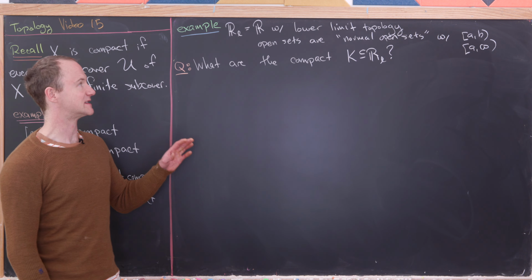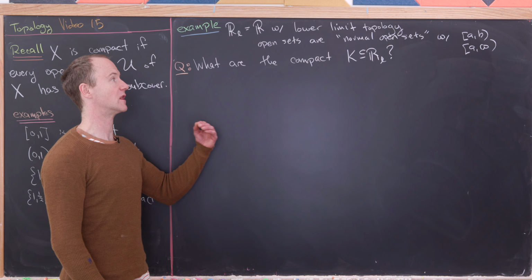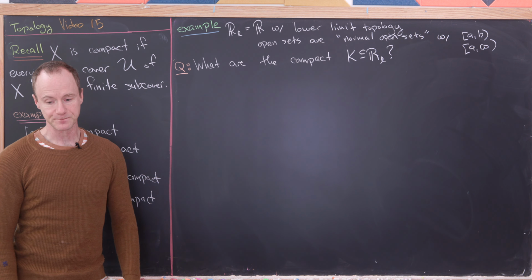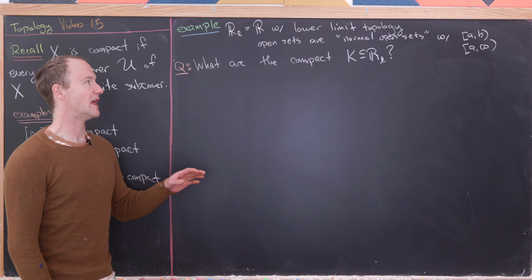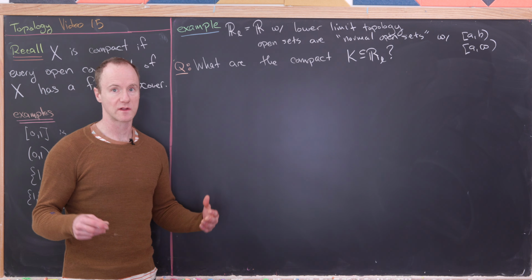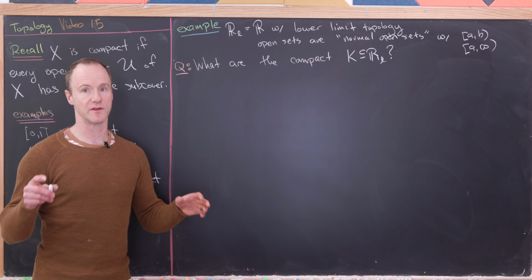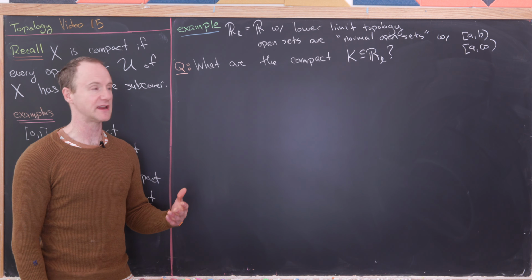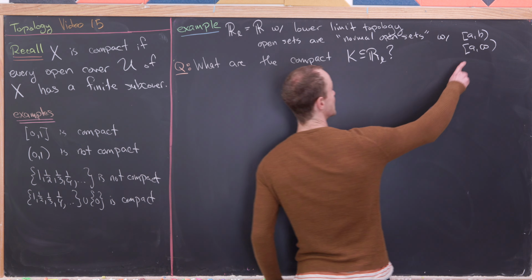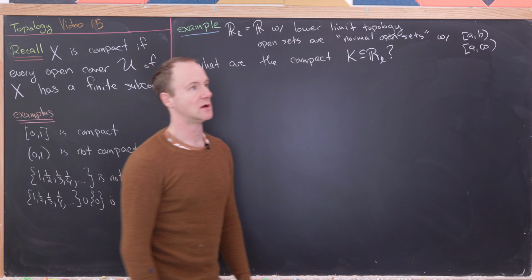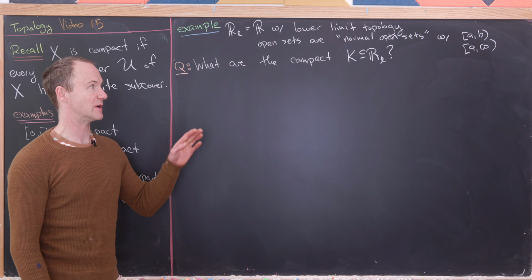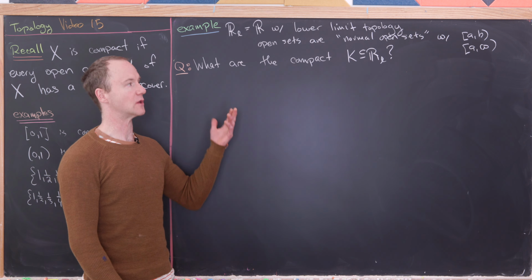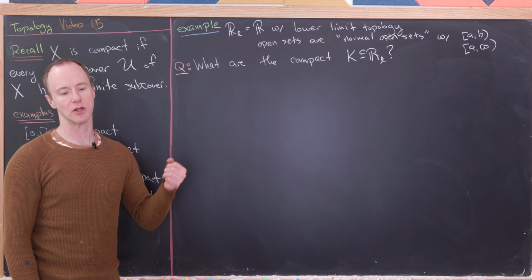Now, I want to start with the example of the real line with the lower limit topology. Recall our notation for that is R sub L. And let's also recall that inside of this lower limit topology, the open sets are the so-called normal open sets, the ones that are open in the Euclidean topology, along with these intervals that are open on the right-hand side but closed on the left-hand side. So these half-open intervals. That's why it's called the lower limit topology. It contains the lower limit point.